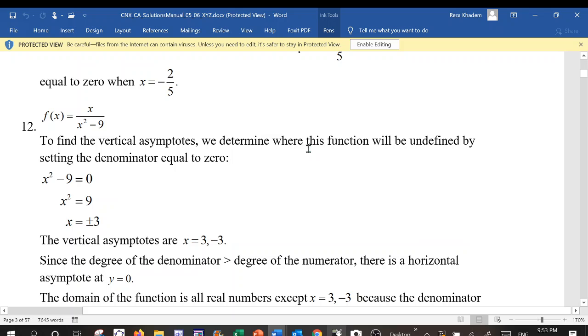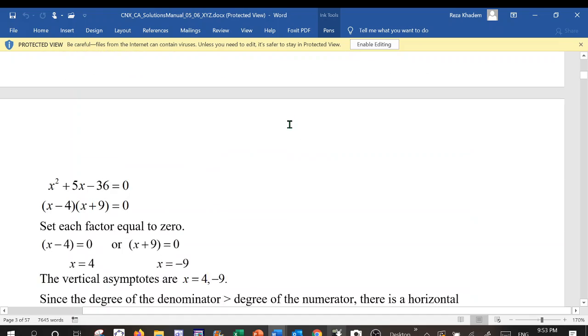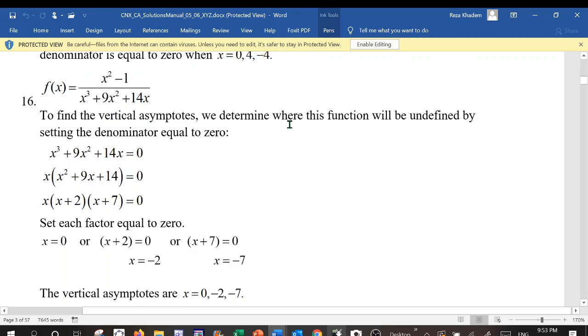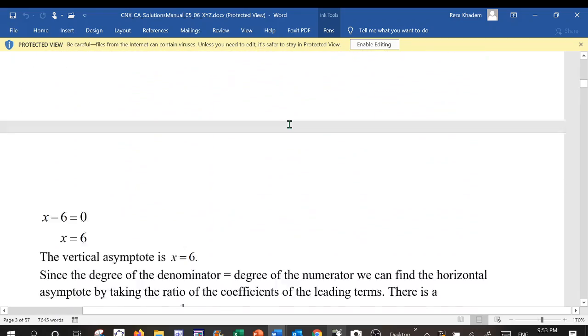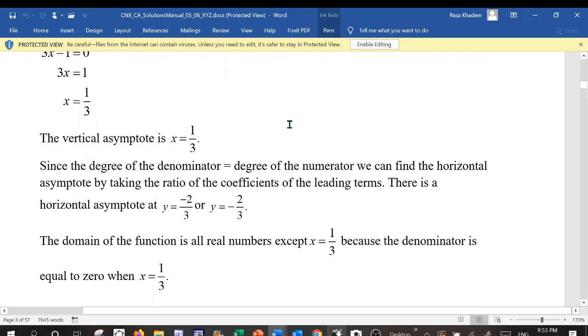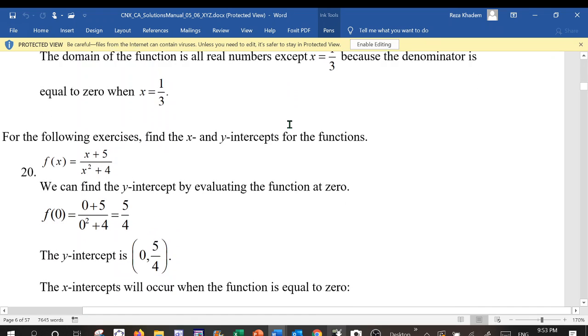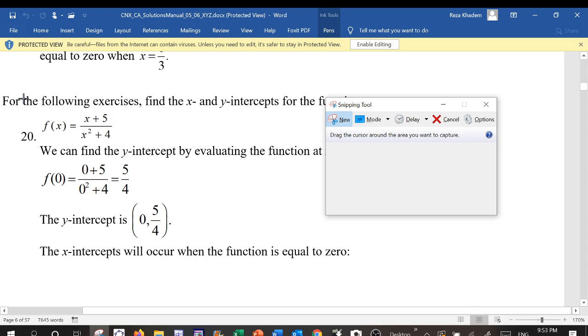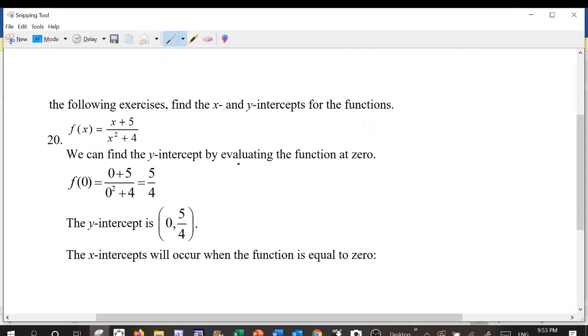Okay, so let's do another one. Let's do number 20 maybe. See if we can find one. Number 20 here. So here again, find the x and the y intercept for this one. We're going to find everything for it. So let's do everything for this problem.